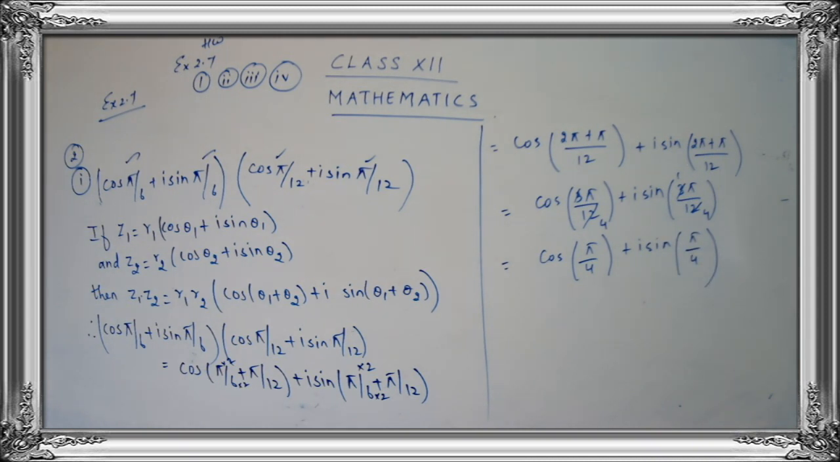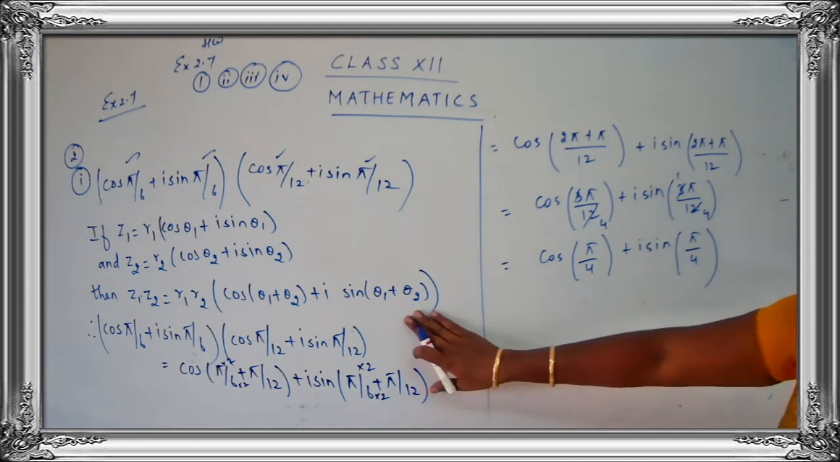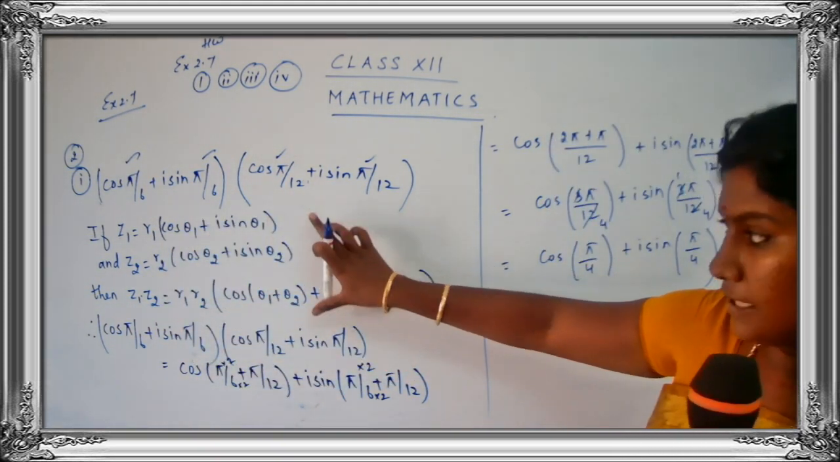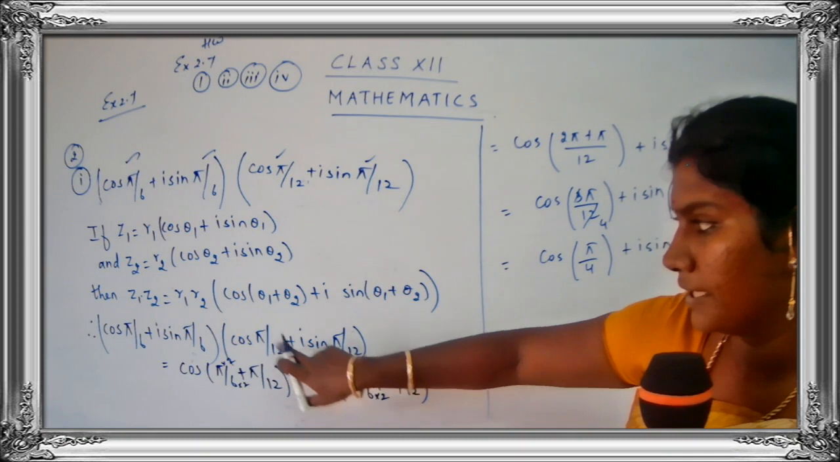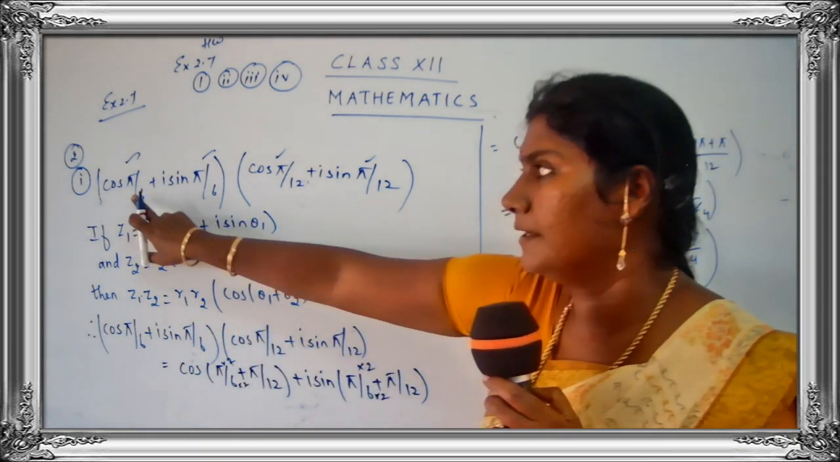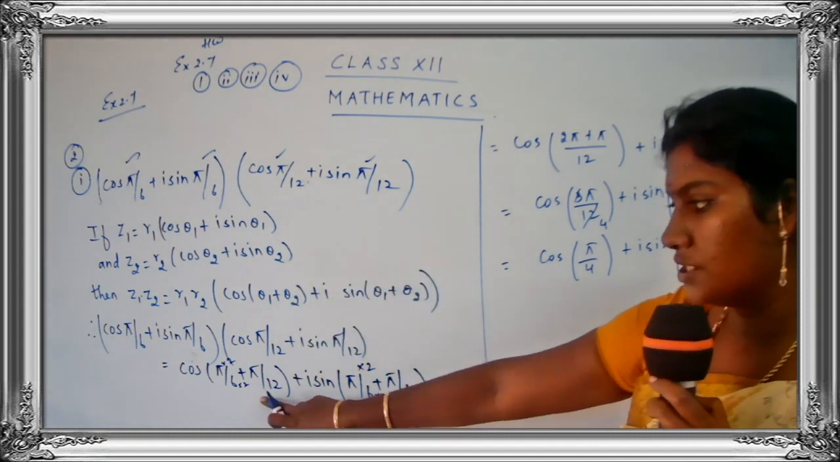I hope you are clear with this step, children. I have just substituted the formula. Very simple. We have written the property. So this line is the property. We are substituting the property, that is cos of theta 1 plus theta 2. From the question we know the values for theta 1 and theta 2, so just put the values.